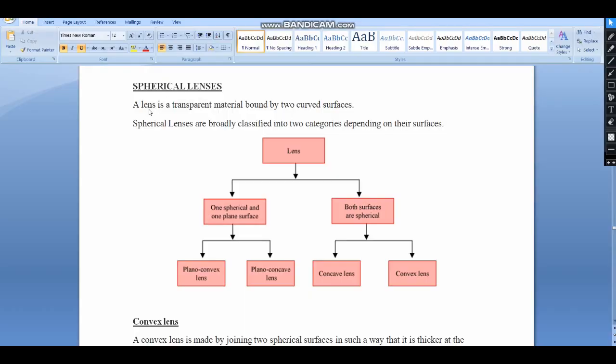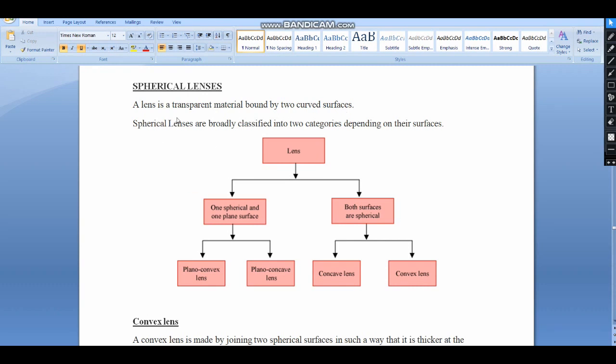And last time we discussed the refraction of light, refraction through a glass slab and multiple slabs also. Next topic is spherical lenses. A lens is a transparent material medium bounded by two curved surfaces.